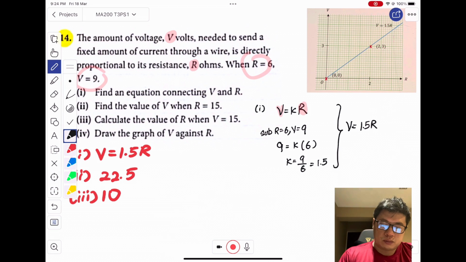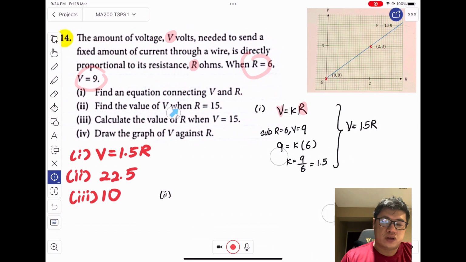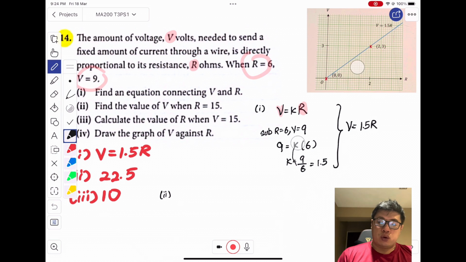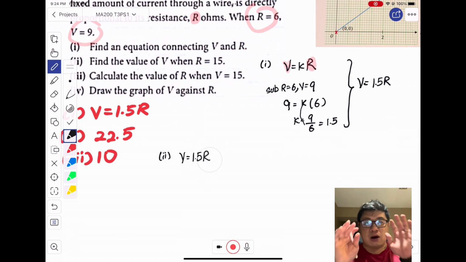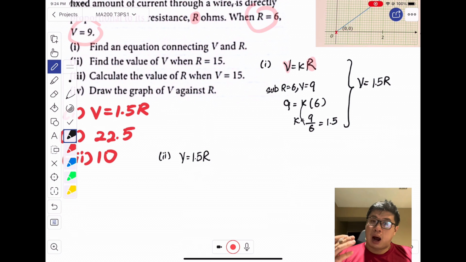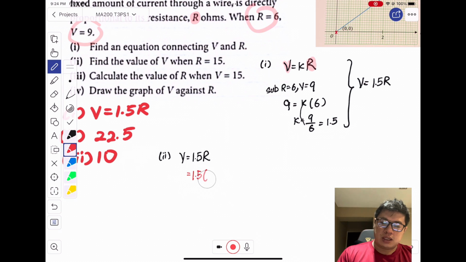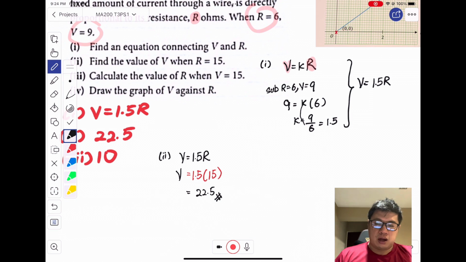For part 2, we want to find the value of V when R is equal to 15. This is usually a very simple step, very similar to the earlier question. All we need to do is use the same equation where V equals 1.5 R. This is how V and R are connected. We substitute R as 15. What they are asking is, when the resistance is 15, what is the V? From here, we take 1.5 multiplied by 15, and the answer turns out to be 22.5 volts.